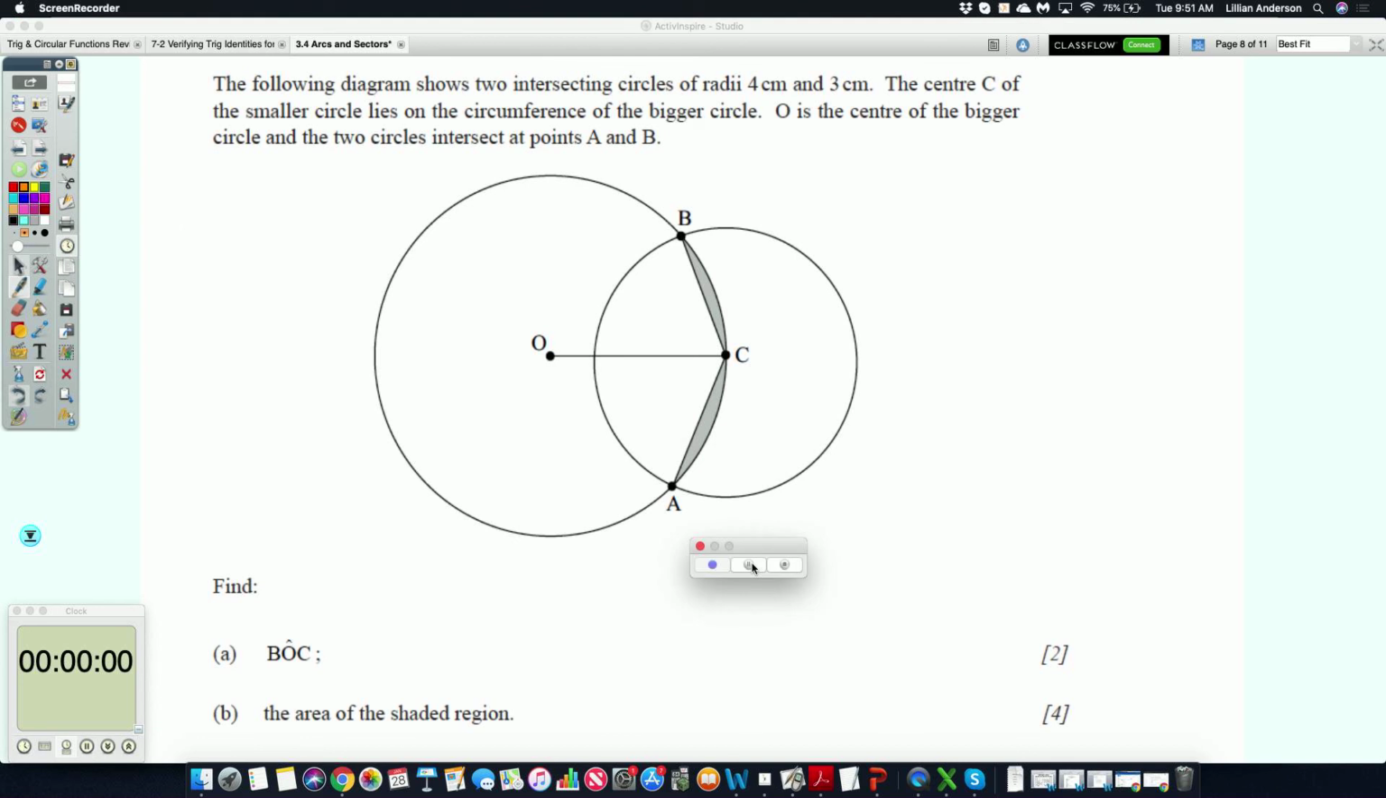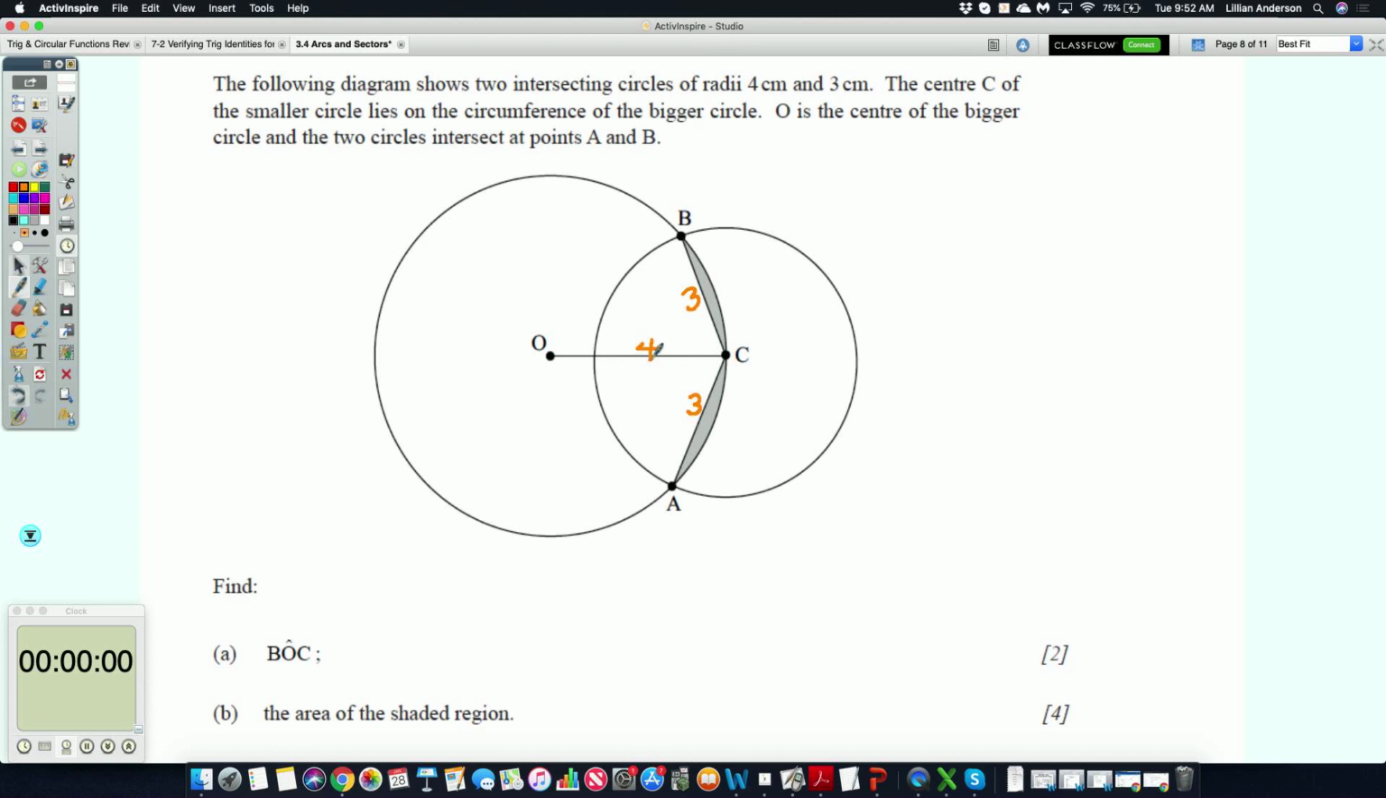Okay, so we are told that the following diagram shows 2 intersecting circles of radii 4 and 3 centimeters. The center C of the smaller circle lies on the circumference of the bigger circle. So if the smaller circle has C as the center, its radius is 3. That means BC is 3, just like CA is 3, because those are the radii for circle C. The bigger circle has center O, so the radius of O, which is OC, would be 4.